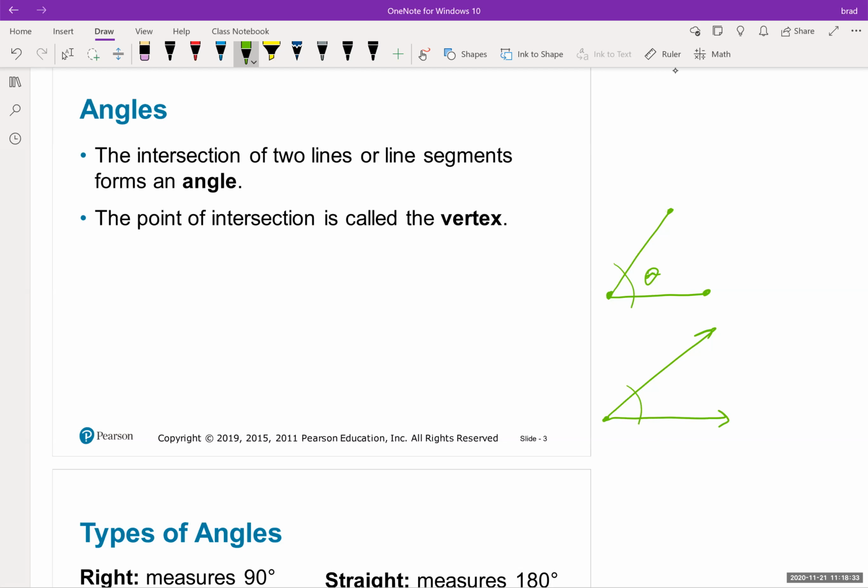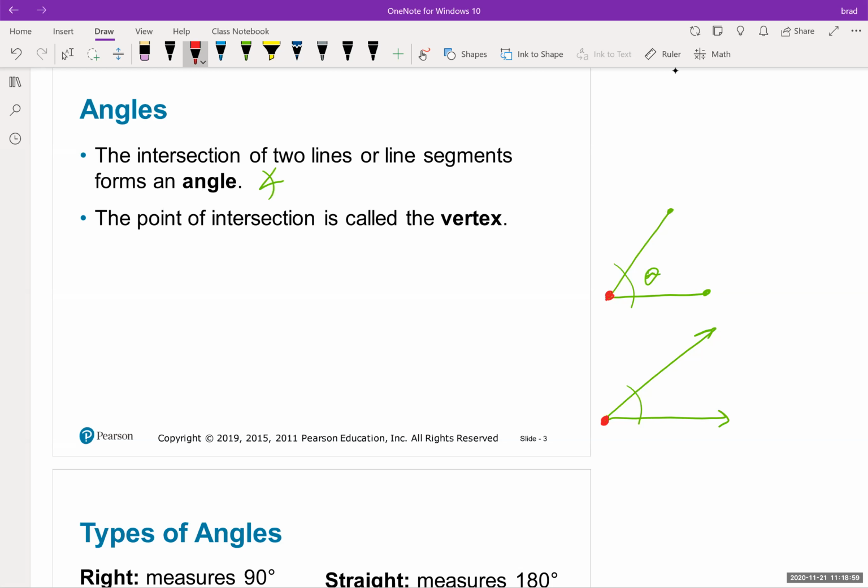A lot of times what you will see is, when I want to use the word angle, I'll draw a little symbol that looks like a compass, the one you put a pencil in and use to draw a circle. That's what I often use as shorthand for writing an angle. The point of intersection is called the vertex. Okay, so this location right here is the vertex of the angle.